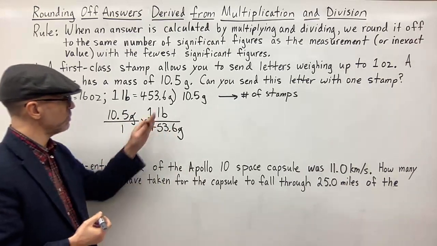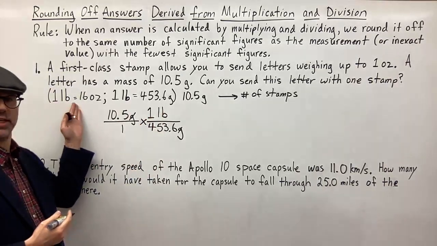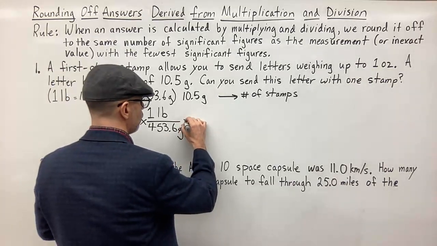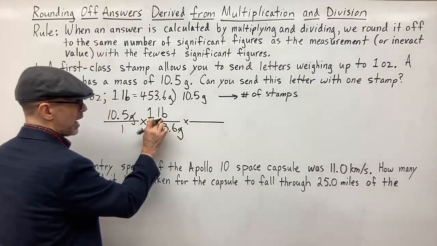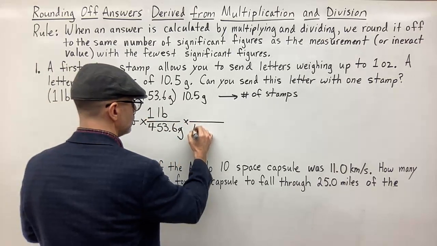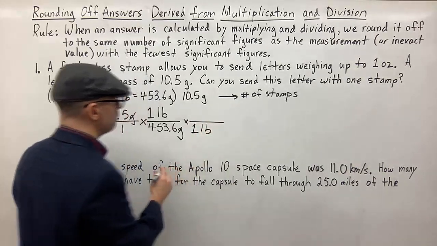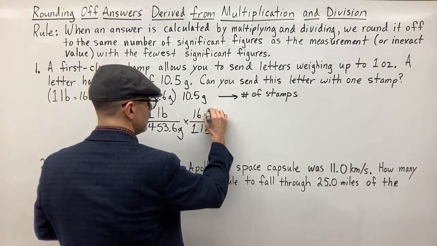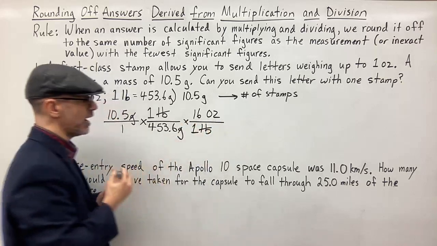Now we have pounds. I'm one step further. Now I can use this relationship here, 1 pound is equal to 16 ounces. So I'm going to use that now to convert pounds to ounces. So I have pounds on the top here, so I'm going to put pounds on the bottom. So 1 pound on the bottom and 16 ounces on top. So pounds cancel out. Now I have ounces.